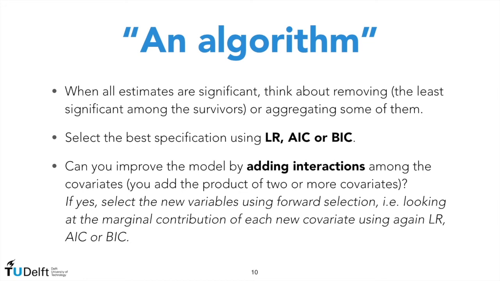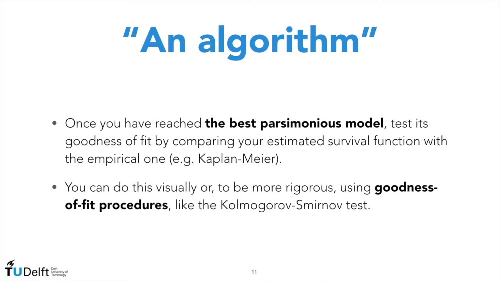After removing all the covariates we can remove, we can come back and try to add new covariates. Typically, we can look for interactions by adding the product of two or more covariates. In order to select the best model, again, we use selection procedures based on the Akaike criterion and so on. At a certain point, we hope we will obtain the best parsimonious model.